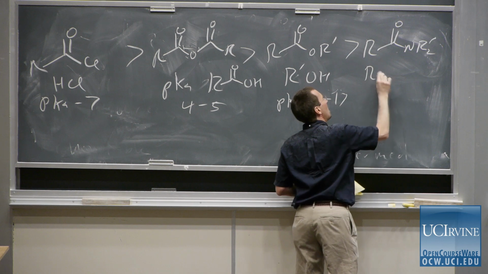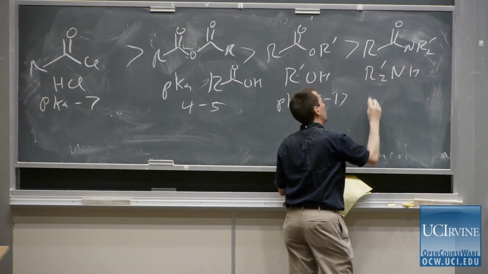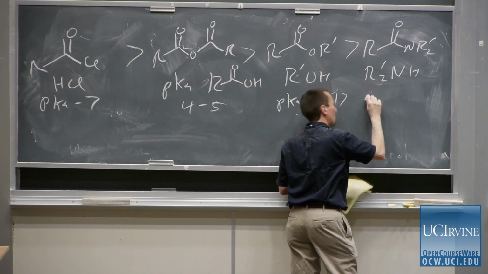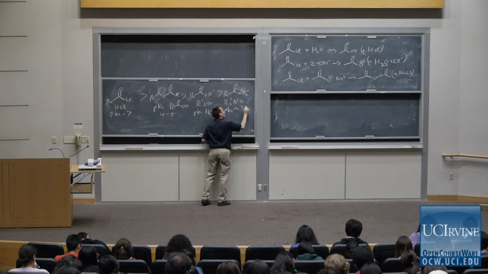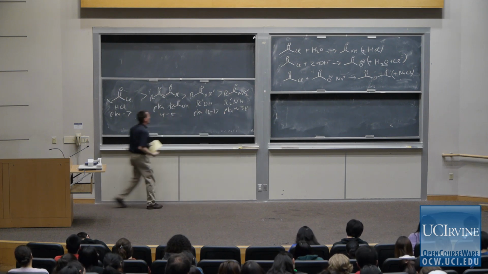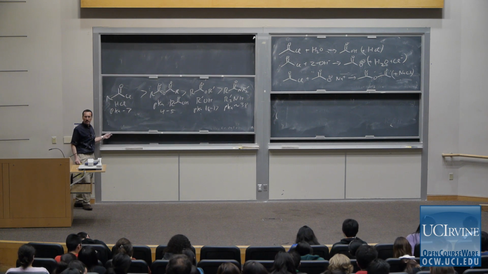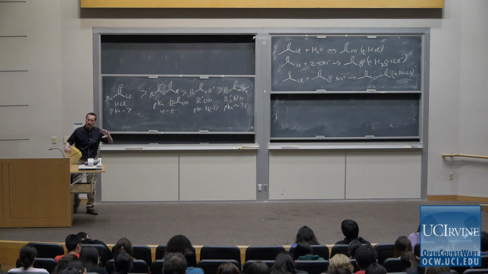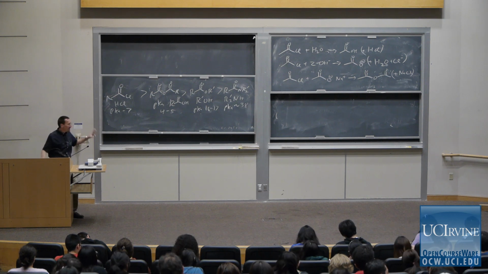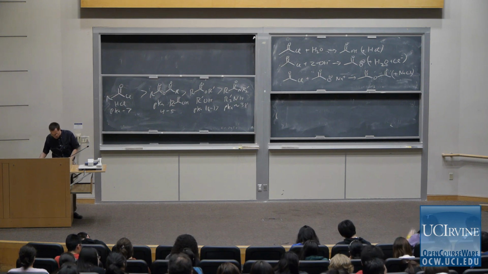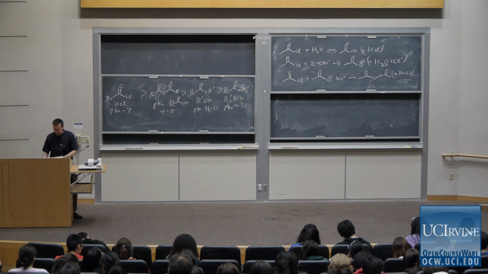And then by the time we come to an amine as our leaving group here, now we're at about, depending on which number you use from your textbook, about 38. And so now we've spanned almost 50 orders of magnitude here, 45 orders of magnitude in our chemistry here.